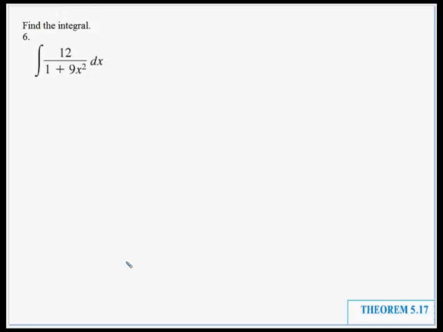Let's see, number 6 now. Find the integral. Our numerator is a constant. Down in the denominator we have 1 plus 9x squared. So if we're thinking logarithmic, I'd look at this as my u. What would my derivative of that be?